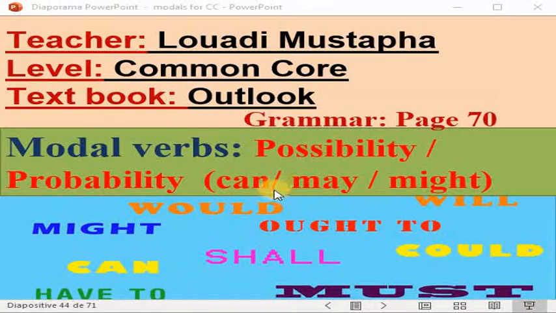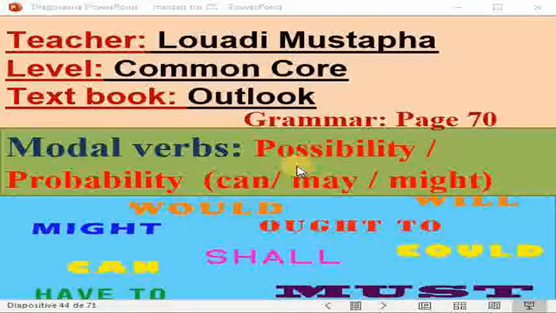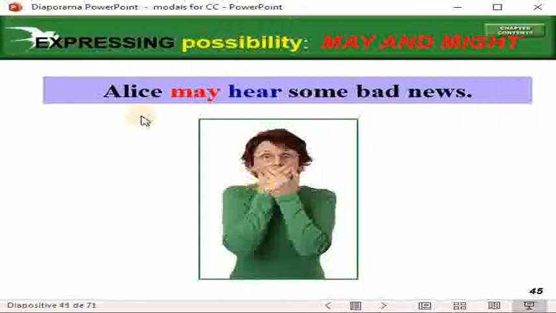Hi everyone. So in this video, we are going to learn how to express possibility or probability using the modal verbs, auxiliary verbs, can, may, or might. So let's start with the first example. Alice may hear some bad news.